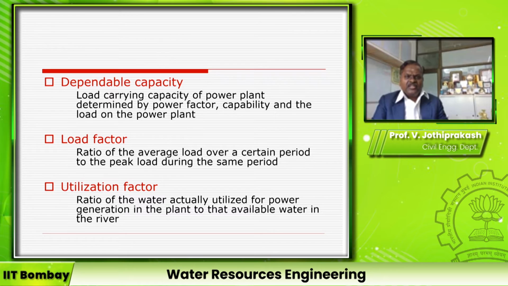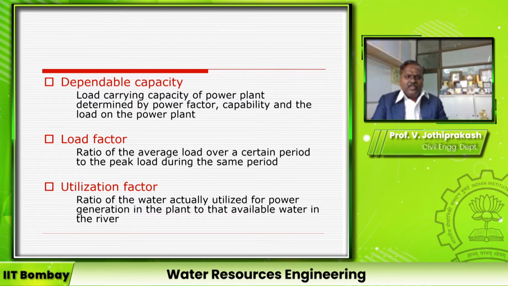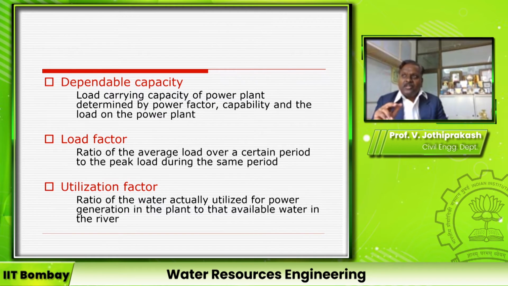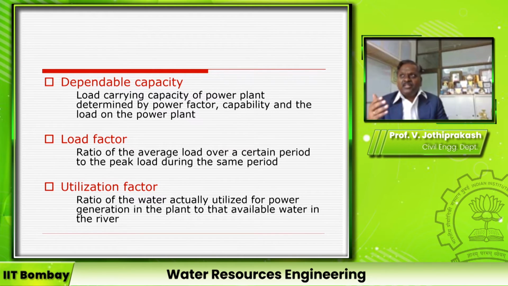Then load factor is the ratio of average load over a certain period to the peak load during the same period. That means when the entire peak demand is met by the hydroelectric power plant, it is the average load divided by peak load. So the peak load is a combination of constant power from other sources and peak power. So sometimes it will be 50%, 30%, 20%, right? It means 20% of the total energy is the peak power.